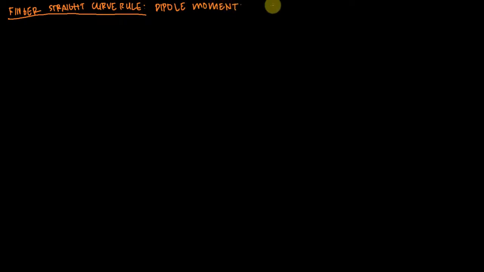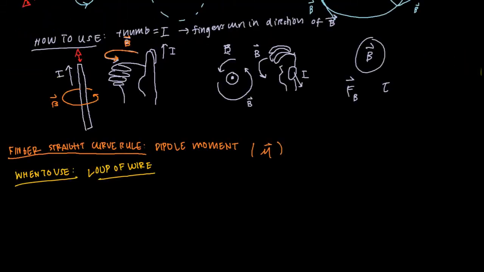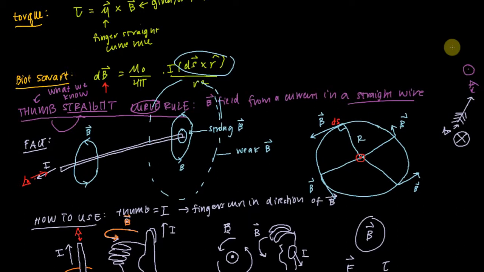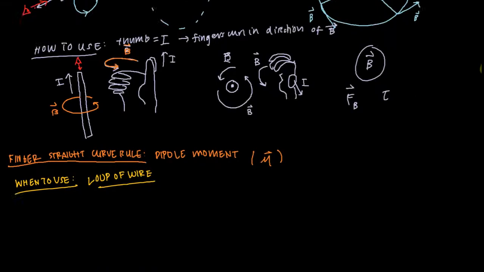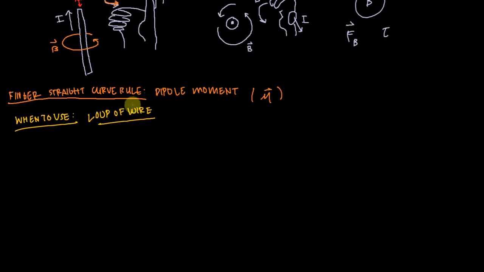And the symbol for dipole moment is the mu with a vector arrow over top. So when do you use this? You use this when you know the direction of current around a loop of wire. So this is different. The finger straight curve rule is different from the thumb straight curve rule because we use the thumb straight curve rule when we have a straight wire, and use the finger straight curve rule when you have a loop of wire.